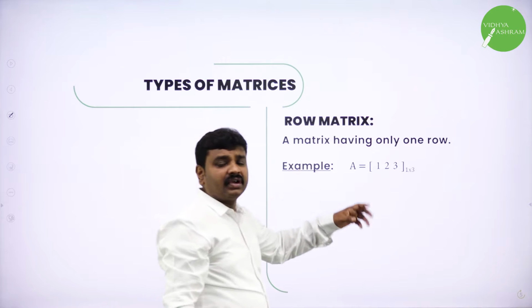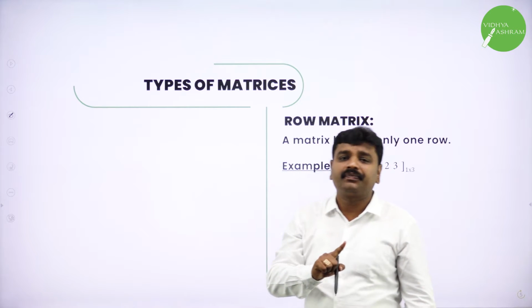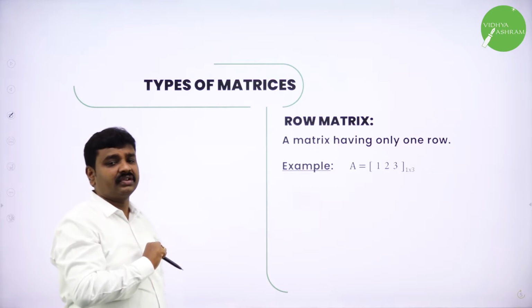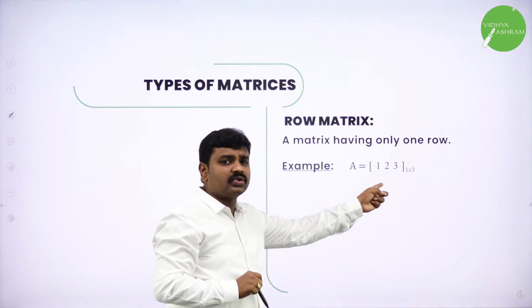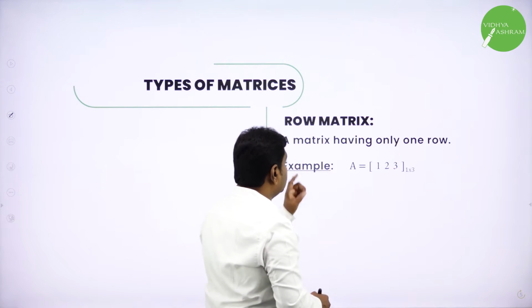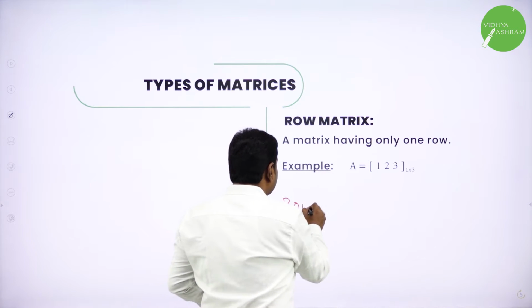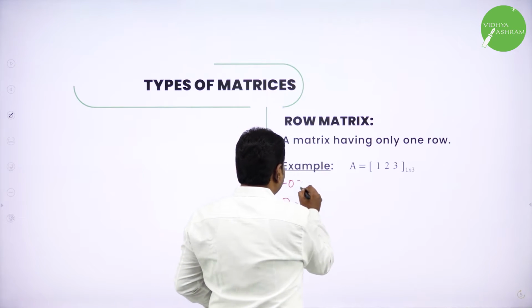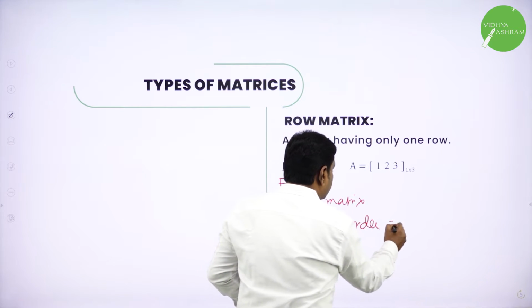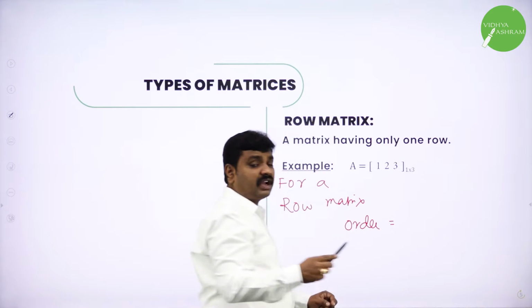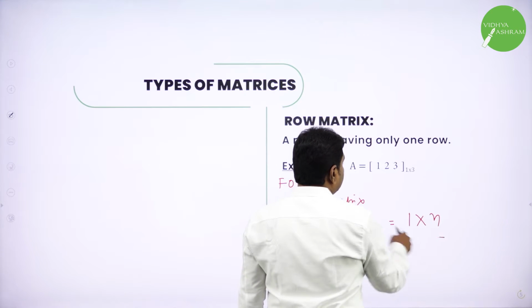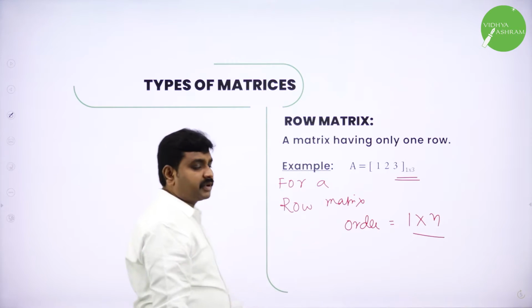Then row matrix. A matrix which contains only one row. What is row matrix? A matrix which contains only one row is called row matrix. So here A is equal to 1, 2, 3. How many rows are there? One row. How many columns? 3 columns. Order is 1 cross 3. For a row matrix, we'll have only one row and any number of columns. Order of row matrix is 1 cross n. Here you can see 1 cross 3 because 1 row, 3 columns.